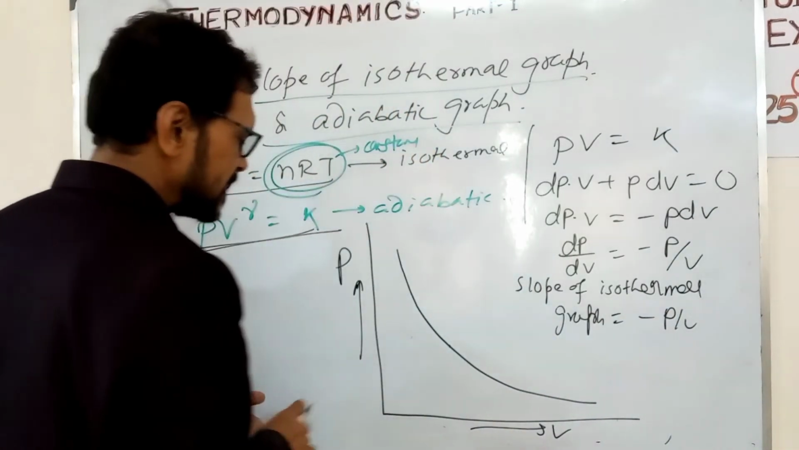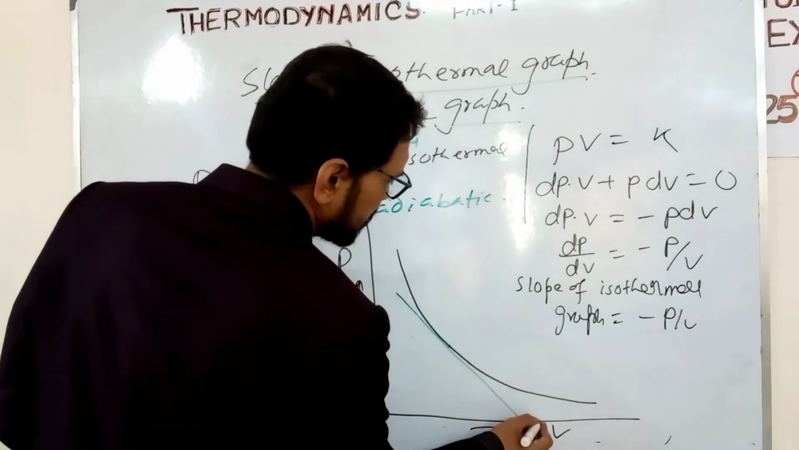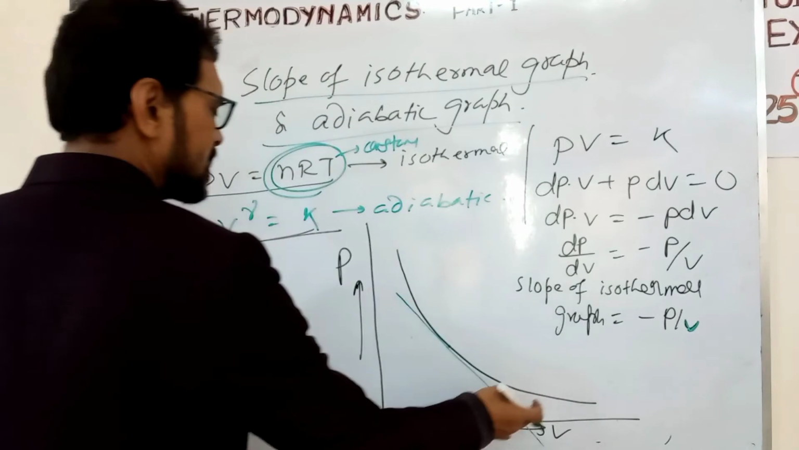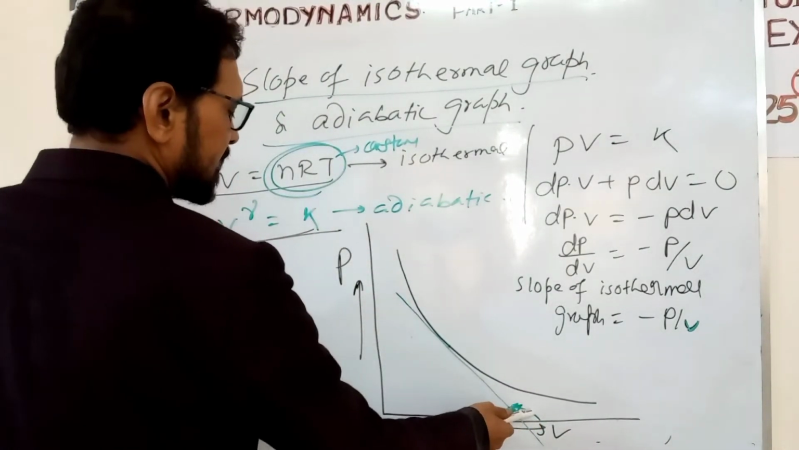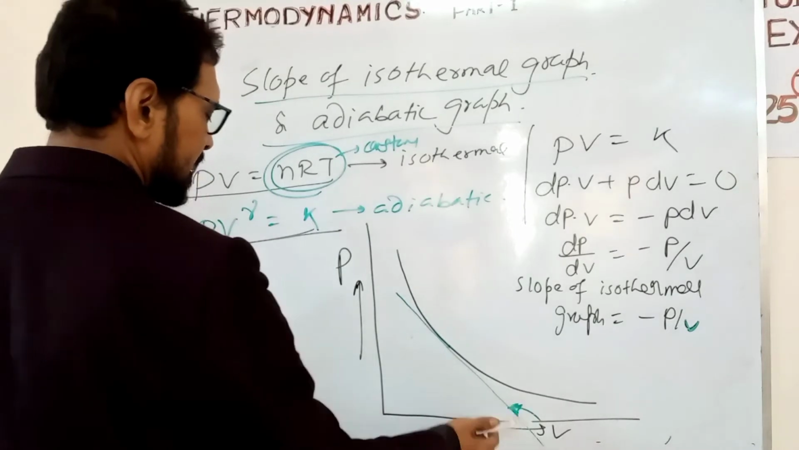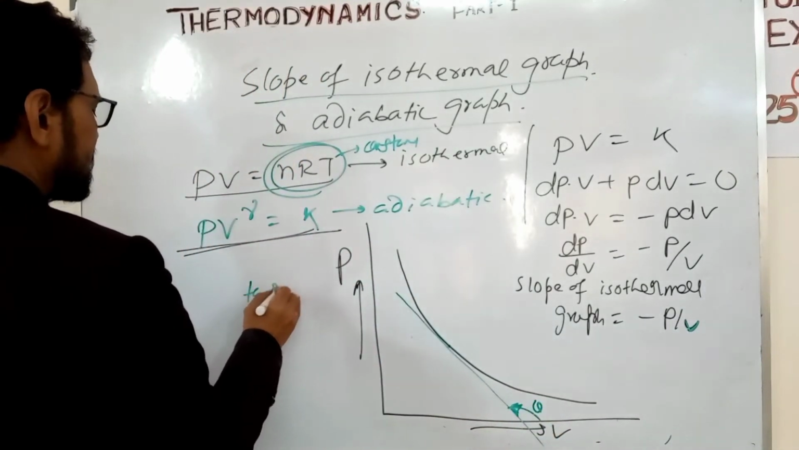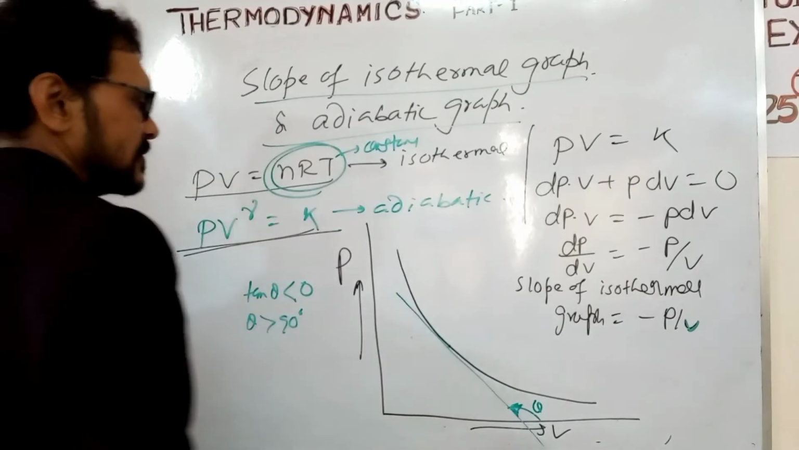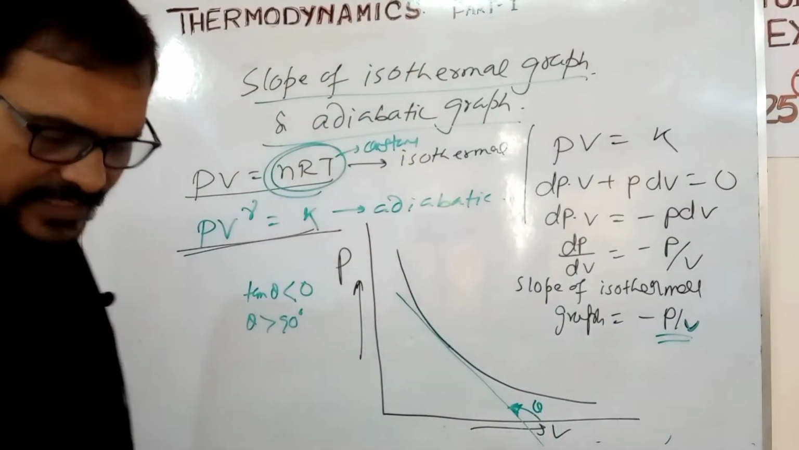If we draw the tangent, then the slope is negative. From this we get the slope is negative. Here we also see that the angle is greater than 90 degrees, so tan θ is less than 0, since θ is greater than 90 degrees. So this is negative, and from the graph we also see that it is negative.